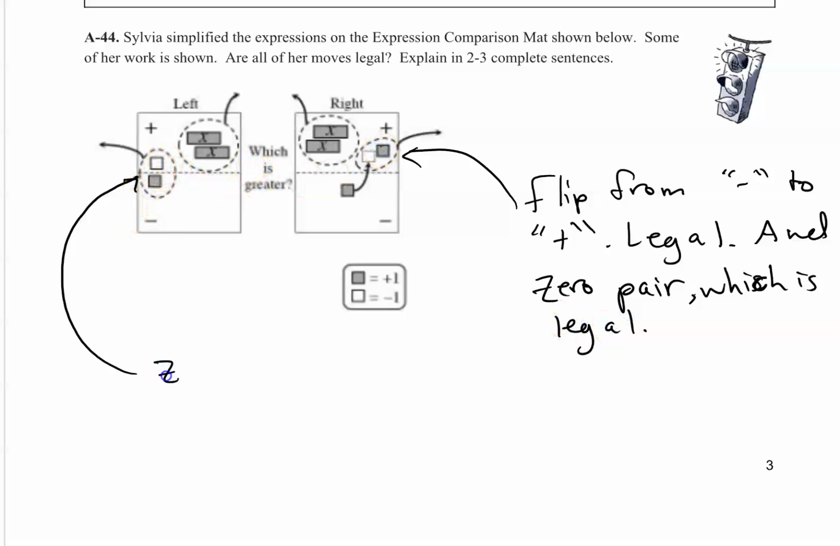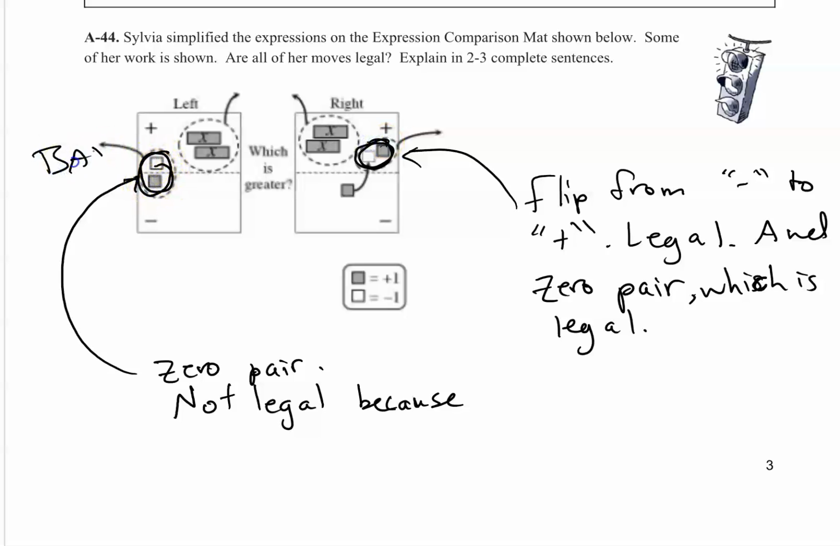She makes a zero pair, but it's not legal. Why is it not legal? Because the tiles have to be in the same region. Like this one, they're both in the plus region. This one, one's in the plus region, one's in the negative region. So you're not allowed to do that. That's bad. So it's not legal because tiles are in different regions.